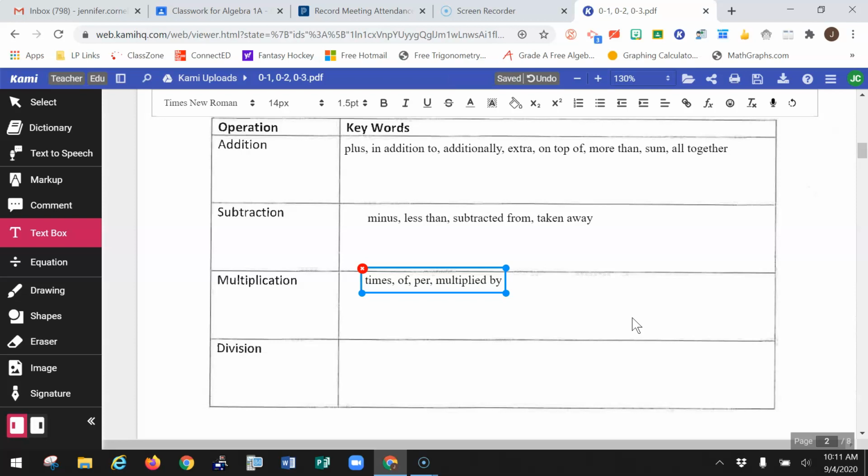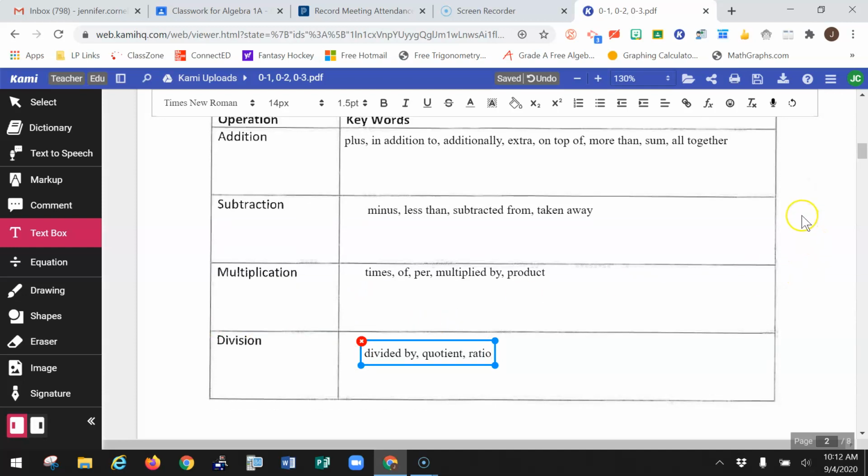Okay, so multiplied by, product is another indicator. And then lastly, if we're talking about division, divided by, of course, the quotient or a ratio. Anytime they talk about a ratio, then that's going to indicate we are going to divide, because a ratio is just a fraction, and a fraction is really just a division problem.